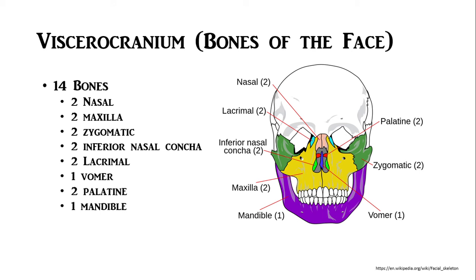Next we have the viscerocranium, which again are the facial bones. You see here we have the nasal bone, this pink portion, this aqua blue color is the lacrimal bone, the red portion is the palatine bone, this purplish blue color here, the septum-like feature, is the vomer, this lime green color is the inferior nasal concha, this large yellow portion is the maxilla, these green cheek portions are the zygomatic bone, and then finally the large purple jaw-like feature here is the mandible.